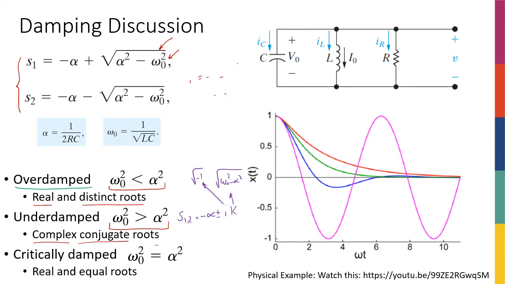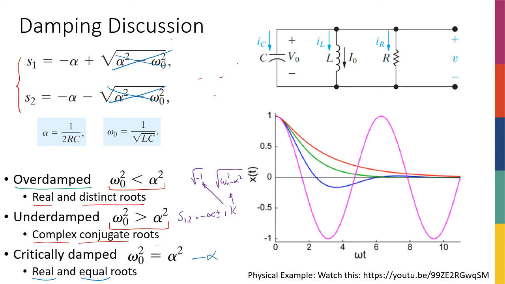And then the third situation is simply when they're equal to each other. If they're equal to each other, then under the square root, things become 0. So this goes away, and S1 and S2 are just going to be negative alpha. So I'm going to have real and equal roots, which is just negative alpha.